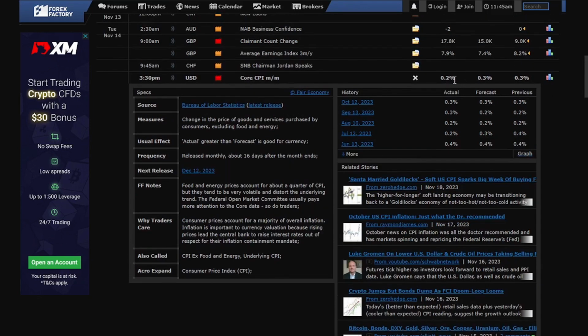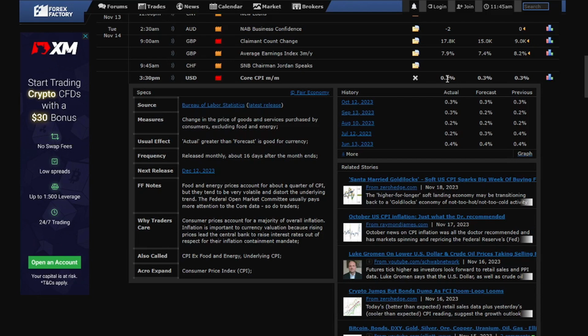The previous one was 0.3%, and the forecast one is 0.3%. What came out, the actual one, on the date of the news release, was 0.2, which is too bad for the currency, guys. Meaning that we are selling the US dollar.